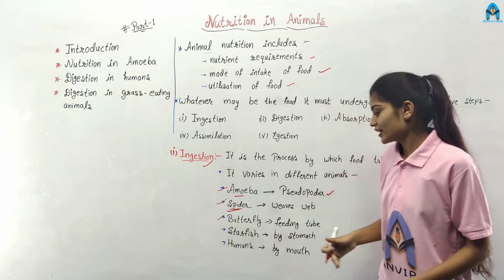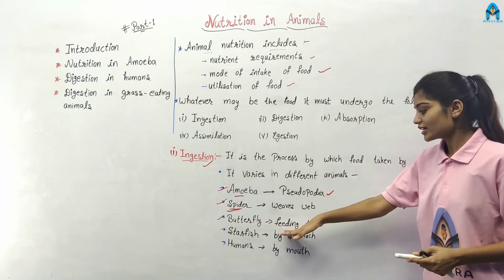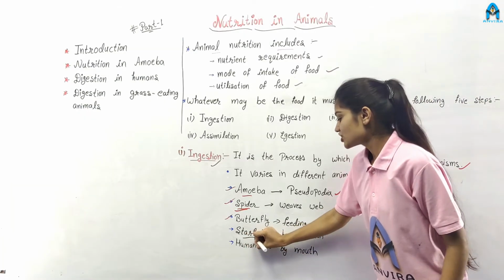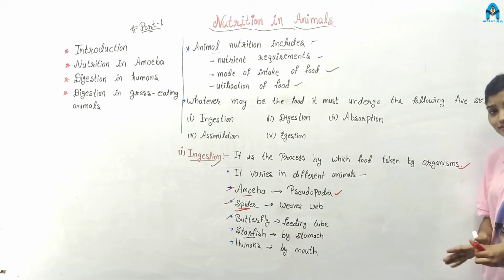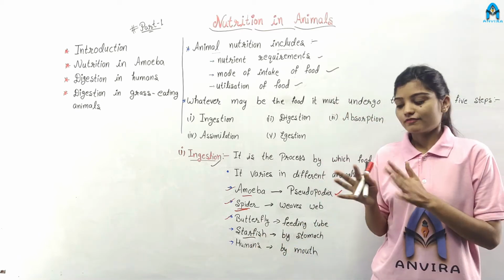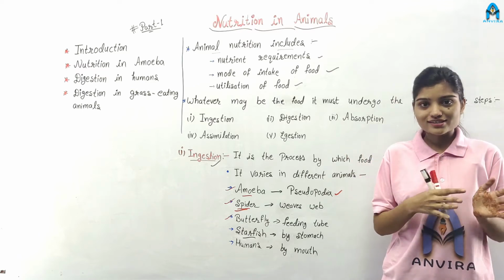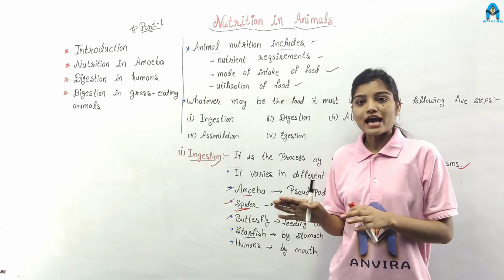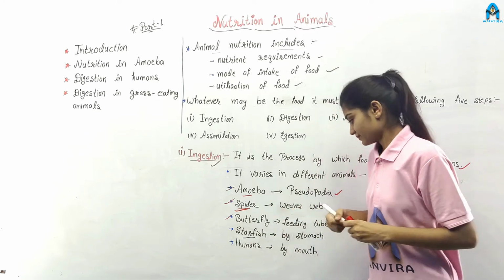And the next one is butterfly. Butterflies use their feeding tube to suck the nectar. And the next one is starfish. In starfish, an interesting method is found. They feed on some small worms, some small snails and some small fishes. They capture these small animals with the help of tube feet.